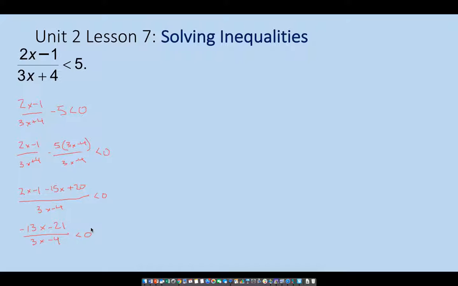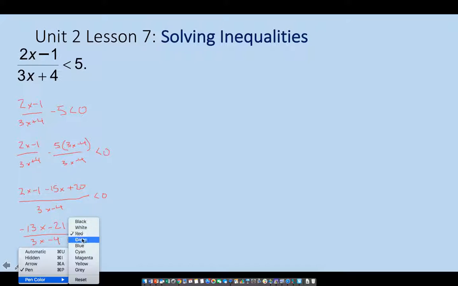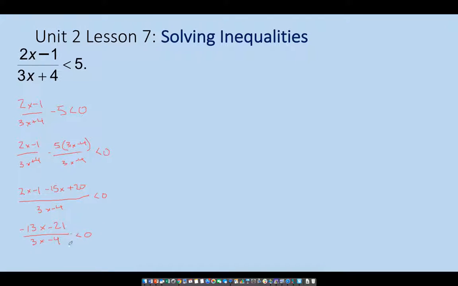Okay, so like we did with the quadratic, we're going to want to find our intervals. And in this case, our intervals are going to be a little bit different in how we find them. I'm going to want to figure out, when is my numerator equal to 0? And when is my denominator equal to 0? When my numerator is equal to 0, then the whole thing is equal to 0. When my denominator is equal to 0, I don't have any solution. So that's the thought process behind it.